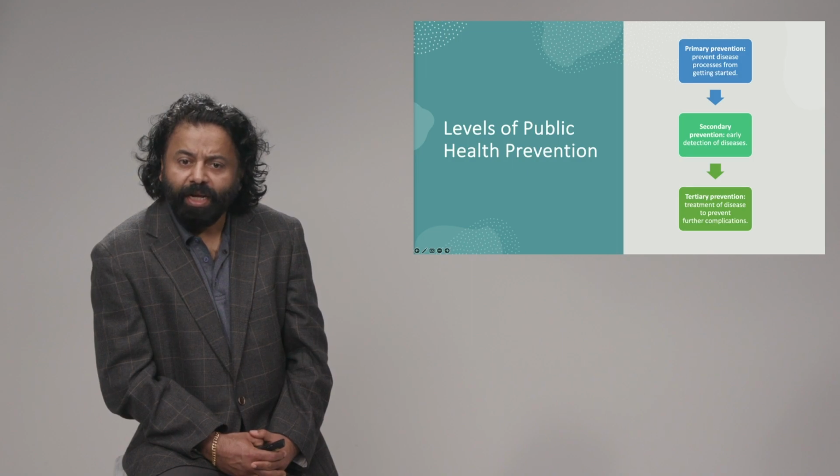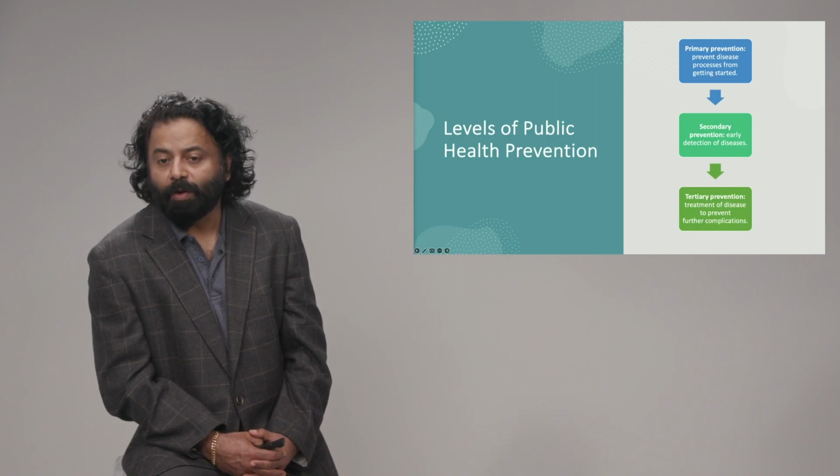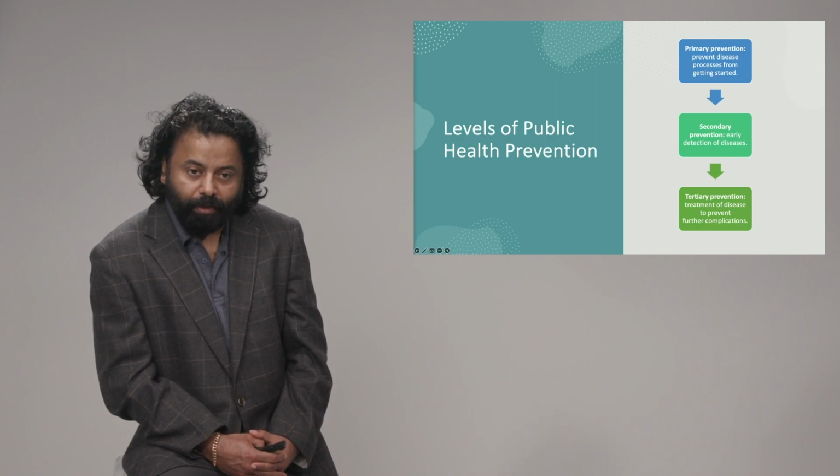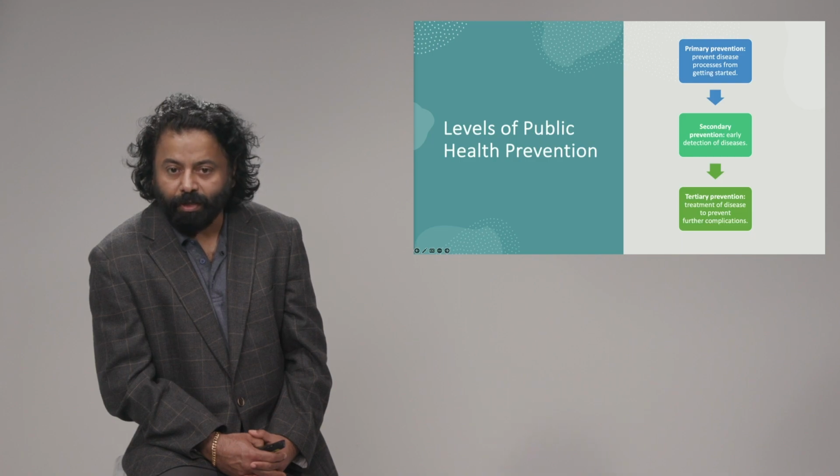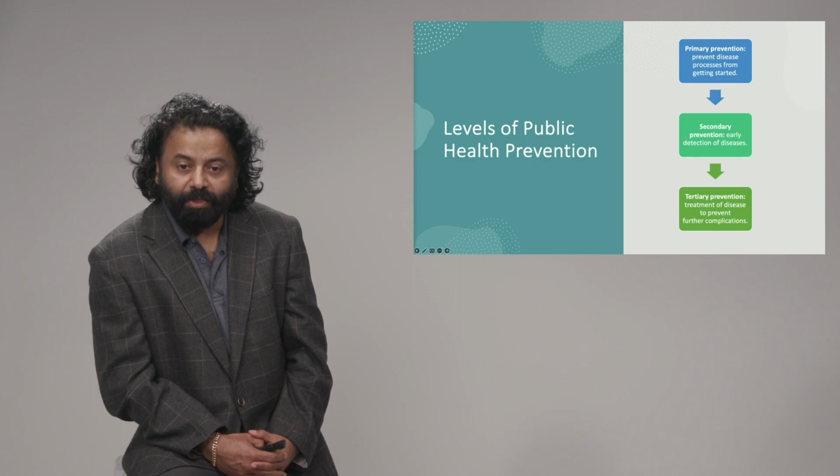There are three levels of public health prevention. One, primary prevention, prevents the disease process from starting. Second, secondary prevention, is early detection of diseases. Third, tertiary prevention, treats diseases once present to avoid complications.